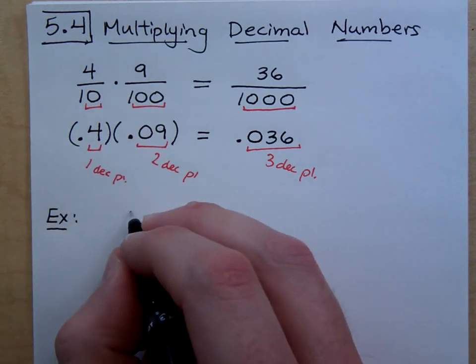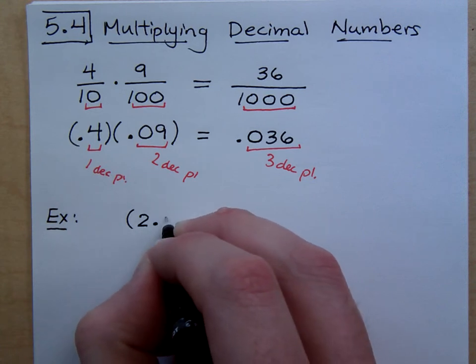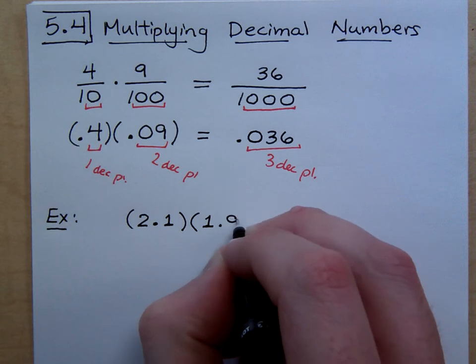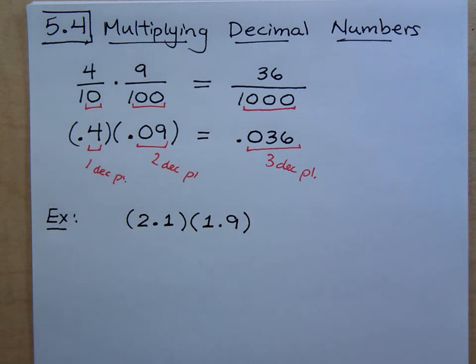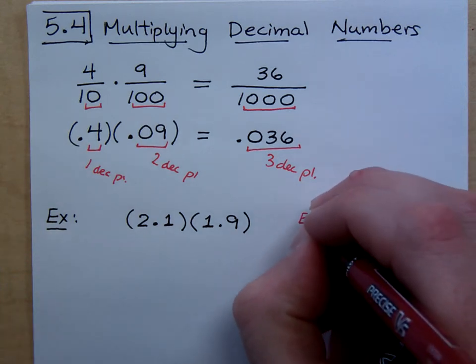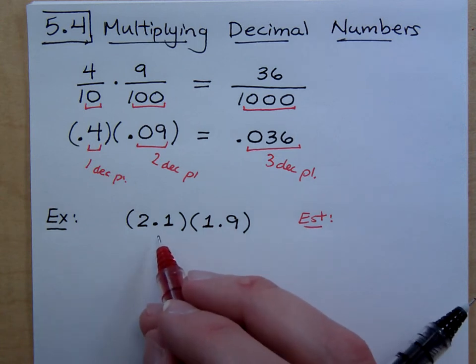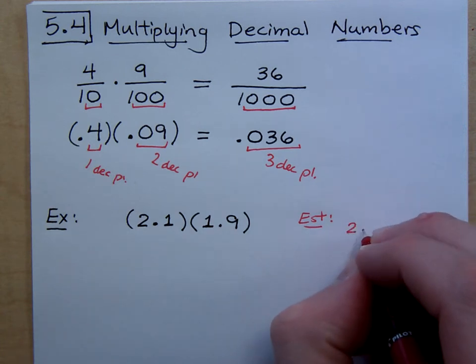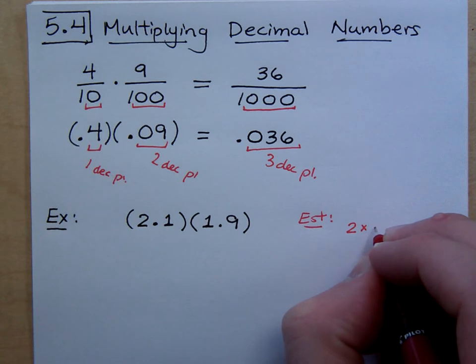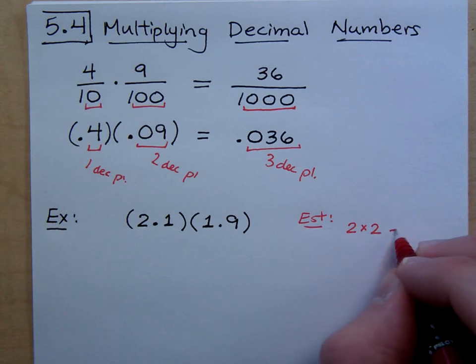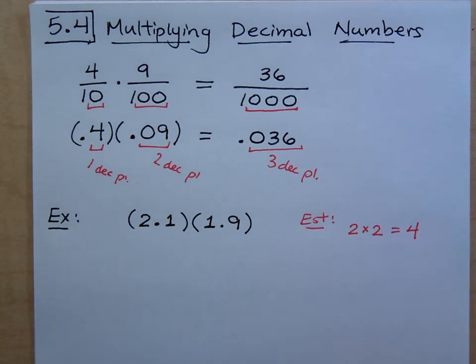For example, if I ask you to do 2.1 times 1.9. If off to the side you just take a moment here to estimate this, how would you estimate 2.1? So this is about 2 times what? 1.9 is about what? 2. That's about 2, so 2 times 2 is 4. So when I'm multiplying, I expect my answer to be somewhere around 4. Do y'all agree?